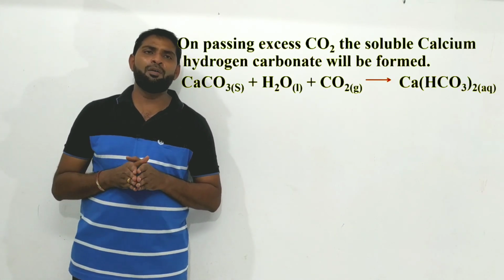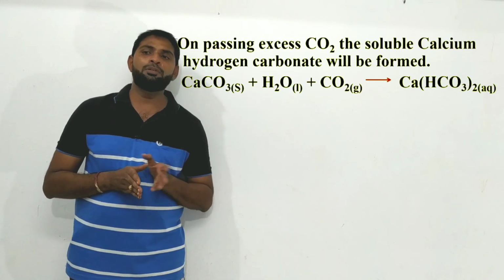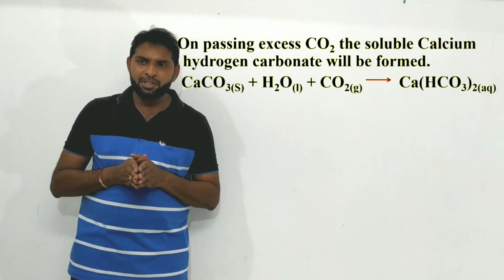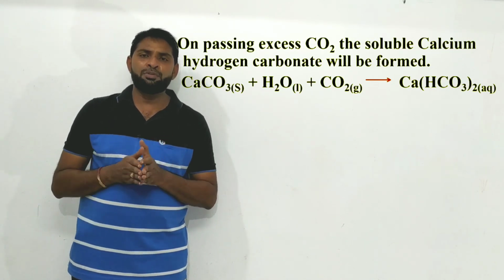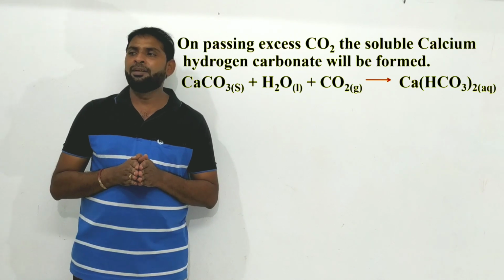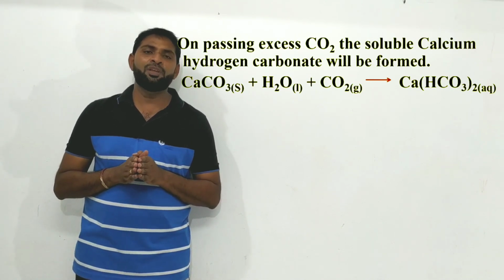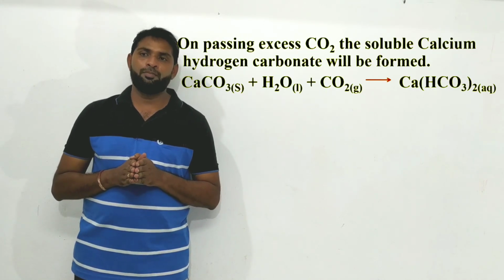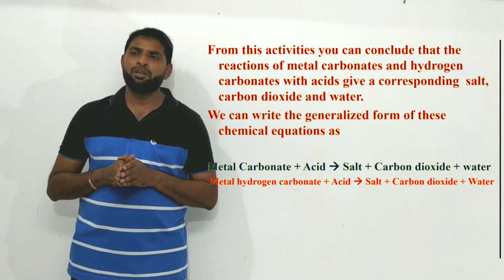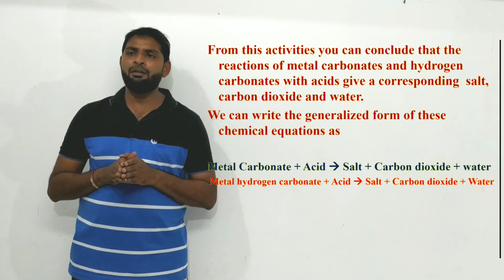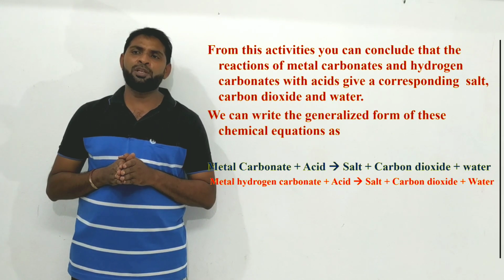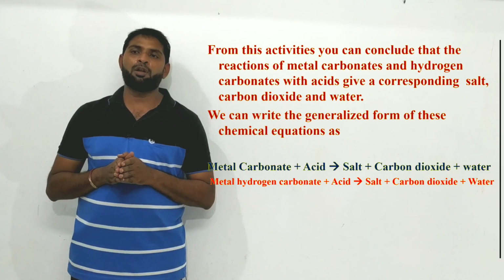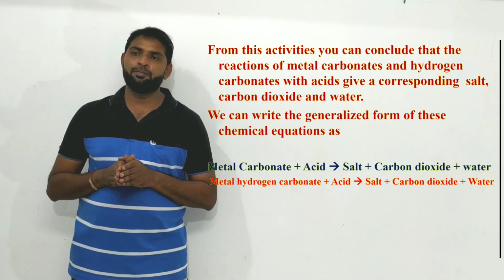If you pass excess carbon dioxide, soluble hydrogen carbonate is formed. That means the insoluble calcium carbonate reacts with water and the excess carbon dioxide and gives calcium hydrogen carbonate, which is soluble in water. So from these activities you can conclude that the reactions of metal carbonates and hydrogen carbonates with acids give the corresponding salt, carbon dioxide and water.